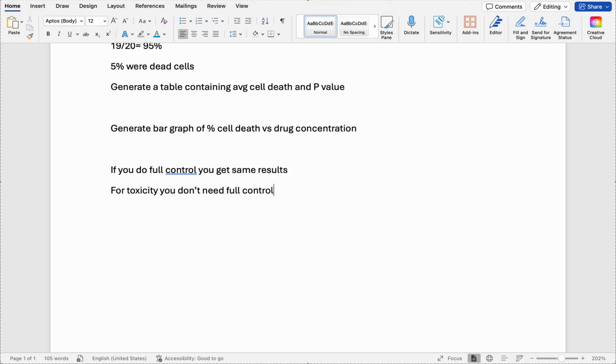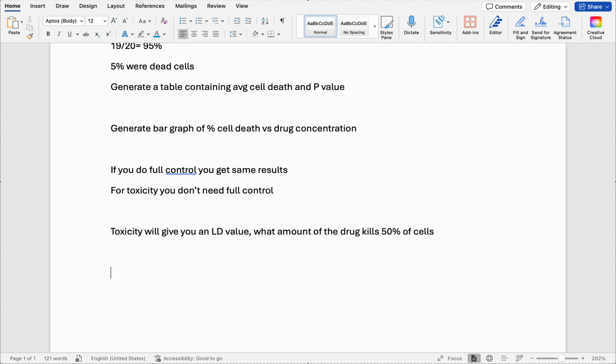So for the toxicity, it's going to generate a curve, and this is going to give you an LD50 value. What concentration of the drug will kill 50% of the cells? That's what it's going to generate for the toxicity curve. So you have generated 2 tables, 2 graphs for the rescue, and 2 graphs for the toxicity.